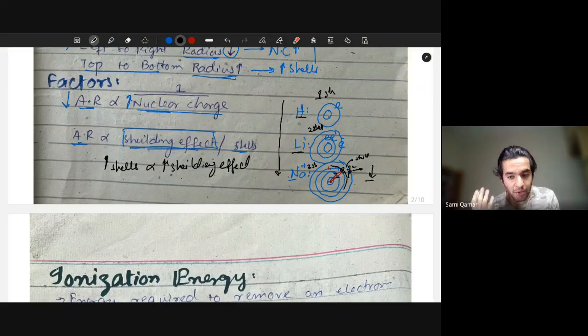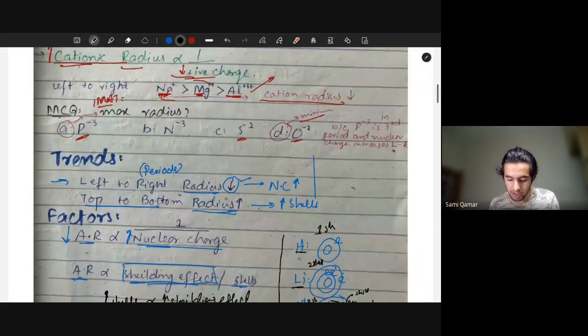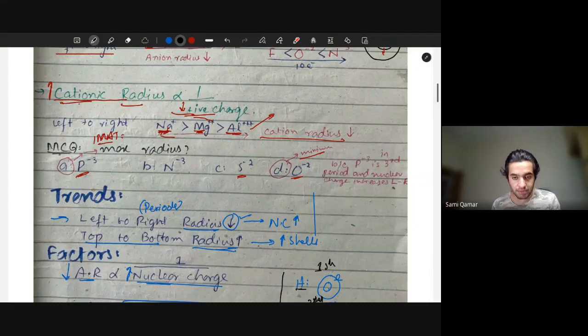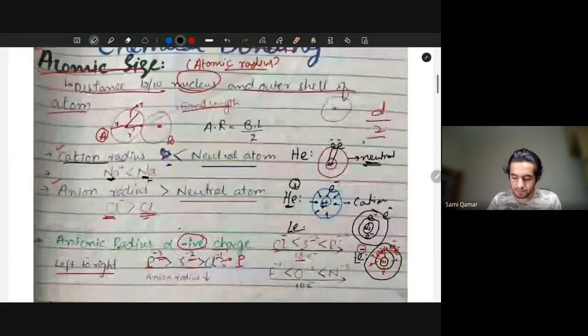Now let's go back to the question on ionic radius that we had. Here we have four elements: phosphorus, nitrogen, sulfur, and oxygen. It is asking which has the maximum radius. We said phosphorus will have the maximum radius, and oxygen will have the minimum radius. Now why did we say this? I told you anionic radius will be decreasing from left to right, and ionic radius will be increasing from top to bottom. This is according to the general trend. Okay, now let's go back.